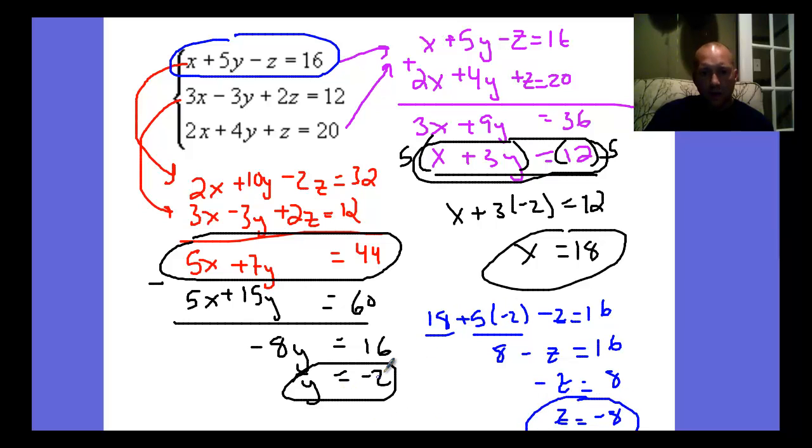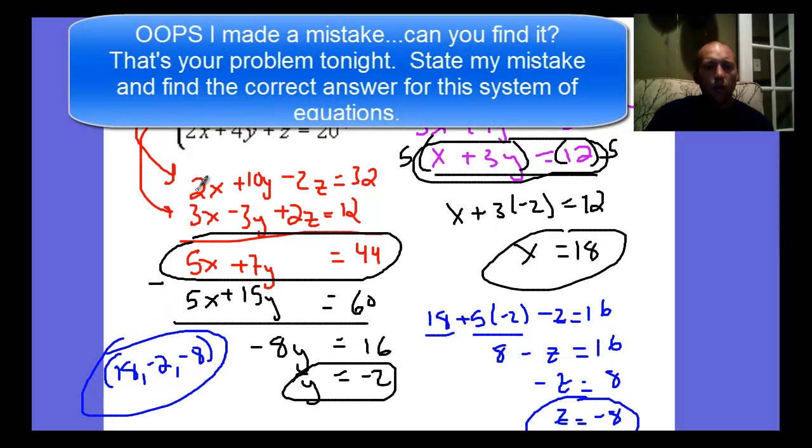So there are the three values. We will write as a point, we would write 18, negative 2, negative 8. And this is the point where all three of these equations intersect. So they are intersecting at a point.